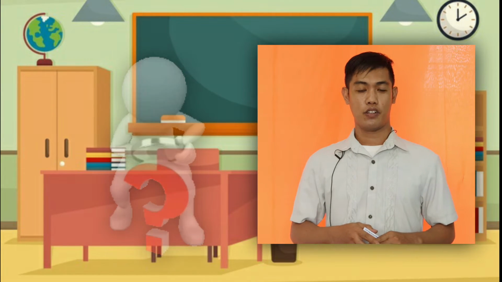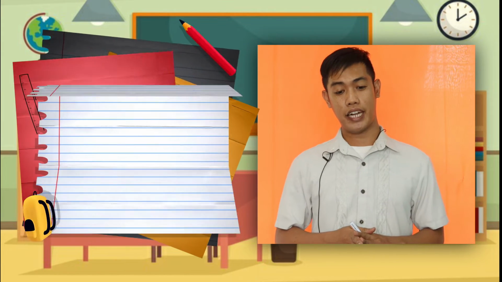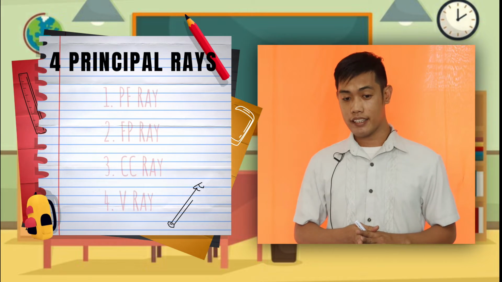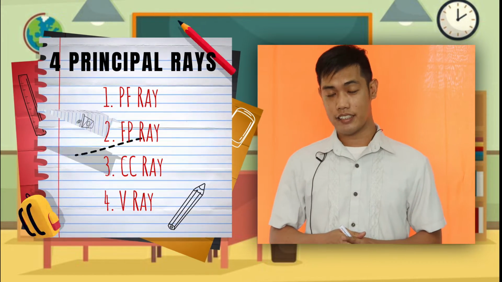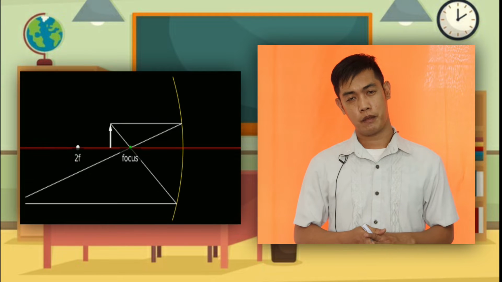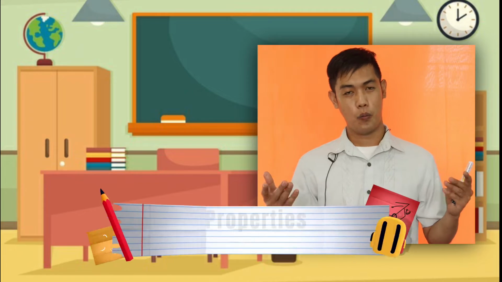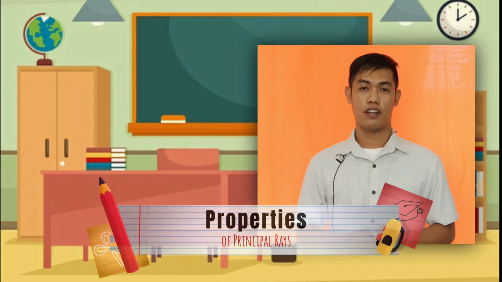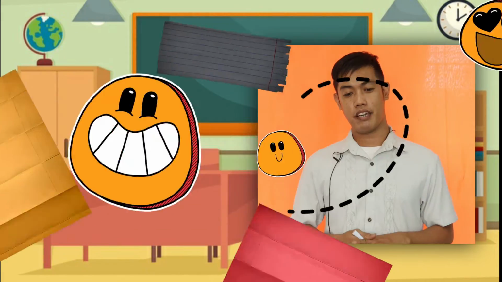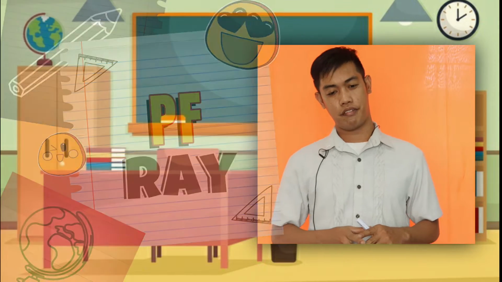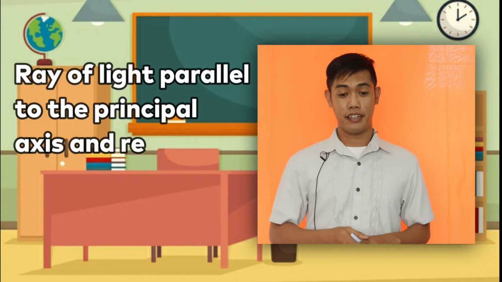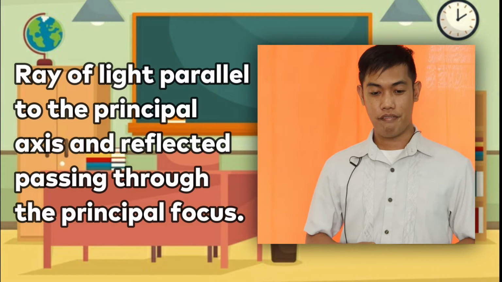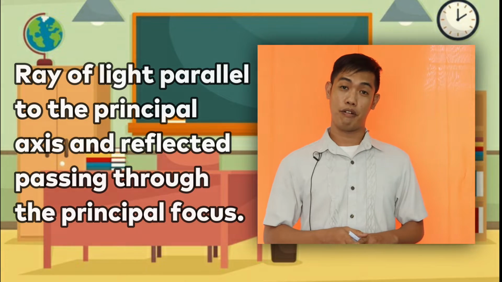So what are those four principal rays? We have the PF ray, the FP ray, the CC ray, and the V ray. Are you familiar with those rays? To be familiarized, I will tell you about their properties. First, we have the PF ray. It is a ray of light parallel to the principal axis and reflected passing through the principal focus.